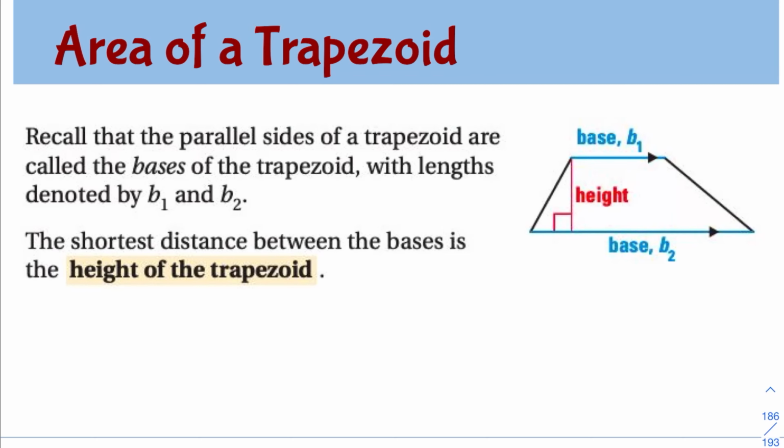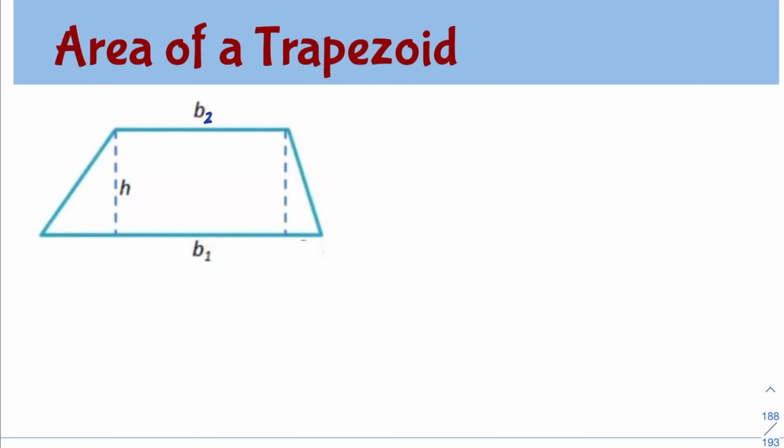A trapezoid is a type of quadrilateral with only one pair of parallel sides. And these parallel sides are called the bases, called base 1 and base 2. In finding the area of a trapezoid, we also need to determine the height of the trapezoid, which is the shortest distance between the two bases. Now let's consider this trapezoid with base 1, base 2 as the two parallel sides and h is the height.